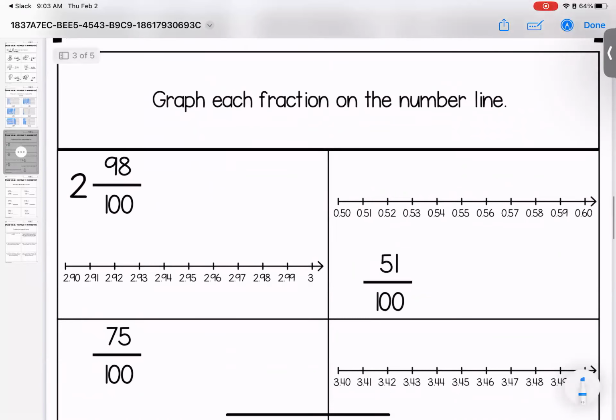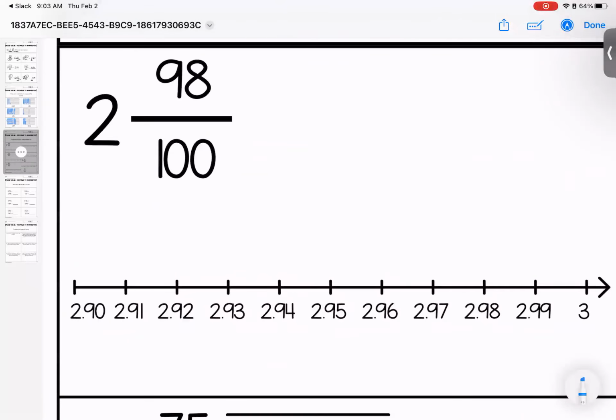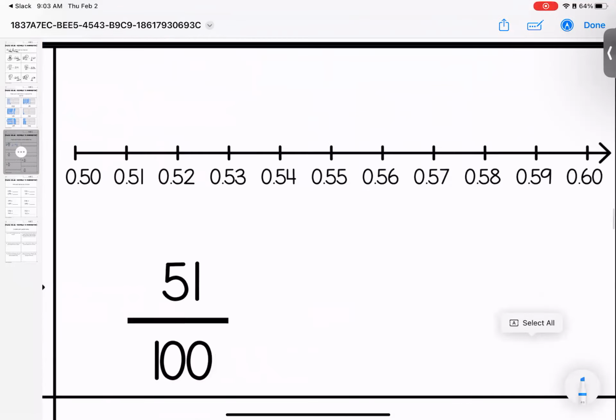All right, Nuggets, each one of these you had to graph on the number line. Another thing you guys have been doing extremely well. So we have 2 and 98 hundredths. And when I look, that lives right here. I have 51 hundredths, and that lives right here.